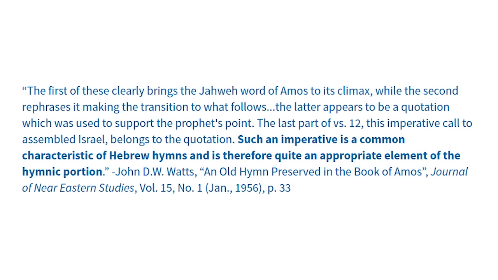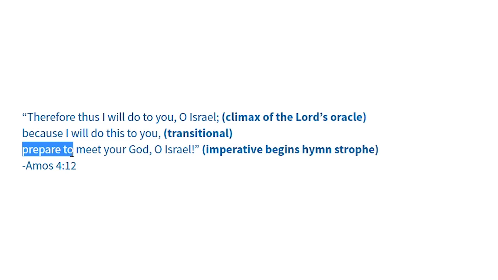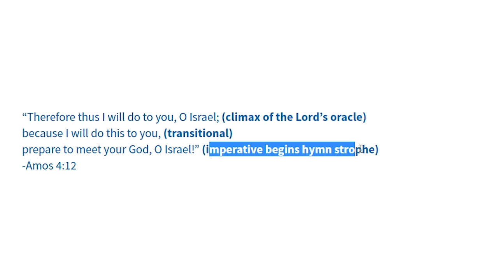The latter appears to be a quotation which was used to support the prophet's point. The last part of verse 12, this imperative call to assembled Israel, belongs to the quotation. Such an imperative is a common characteristic of Hebrew hymns and is therefore quite an appropriate element of the hymnic portion. So let's take what Watts just said and actually see how this fits into Amos 4:12. We have the climax of the Lord's oracle, therefore thus I will do to you, O Israel. And then we have this transition, because I will do this to you. This is the repeated element. And then we have the imperative, prepare to meet your God, O Israel. And so this imperative begins the hymn strophe. And now we're ready to look at the hymn itself, beginning with the imperative, so common in Hebrew hymns.